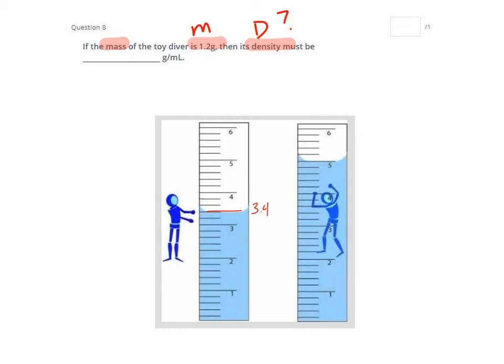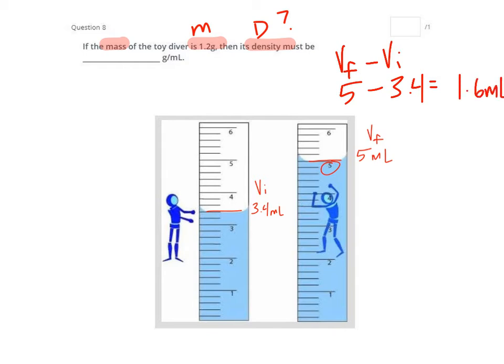Now when I look at the final volume, when the diver is in the water, it looks like it's right on the line of 5. Okay, so your starting volume is 3.4. Your final volume is 5. So I need to figure out what the total volume of the diver is. So VF minus VI. So 5 minus 3.4 gives you 1.6. Okay, so the volume is 1.6.